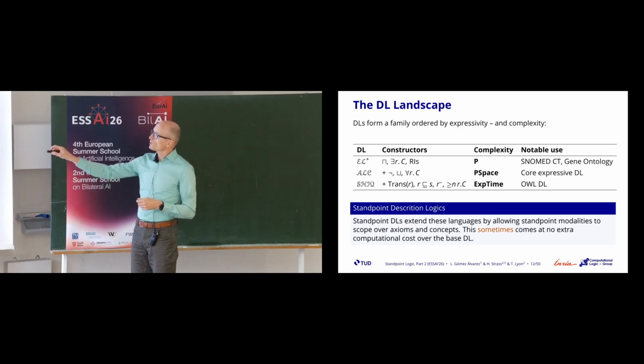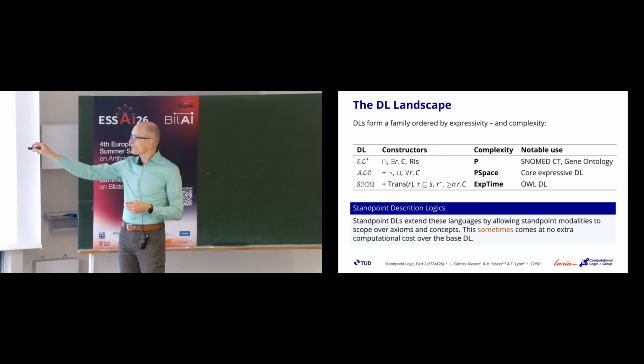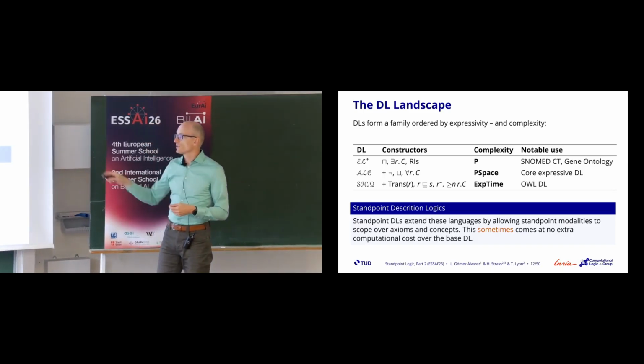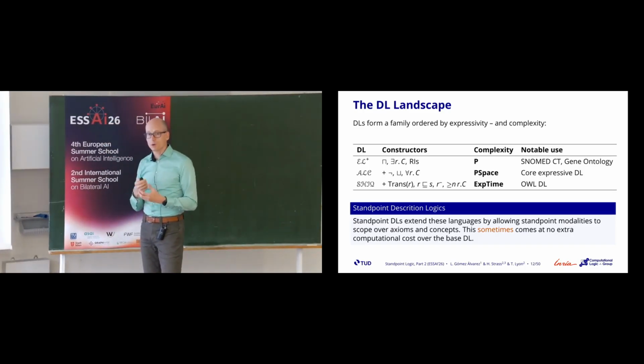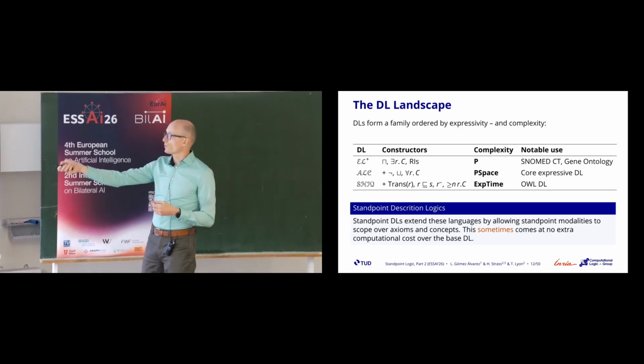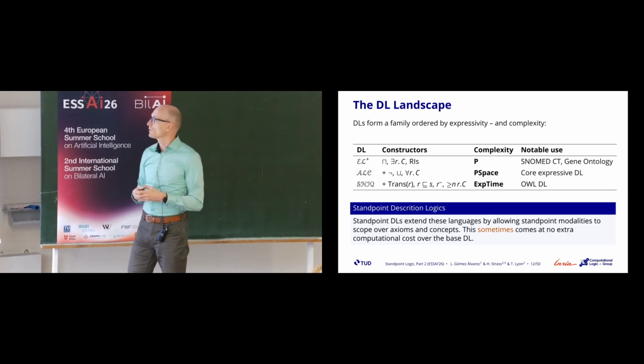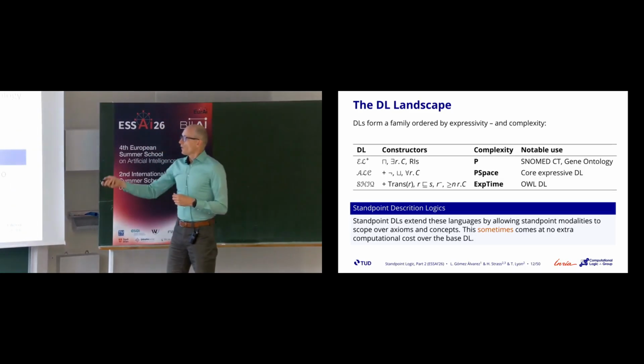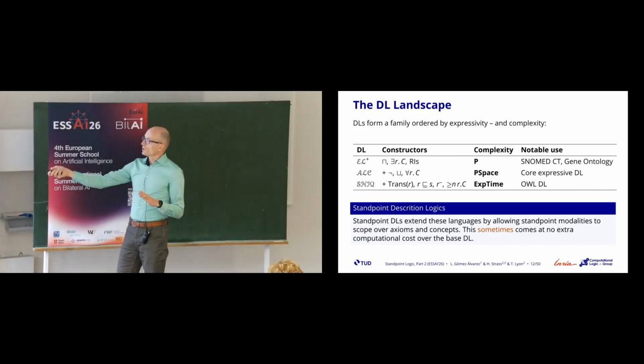And the naming here: EL stands for existential language, because you have this existential restriction. ALC stands for attributive language with complement. So the complement refers to this negation here. And then there are further languages.